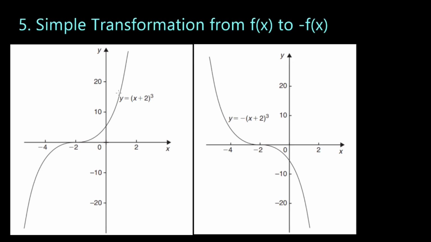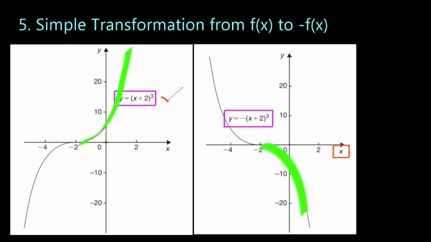Simple transformation of the curve y = (x + 2)³ to y = -(x + 2)³ is obtained by reflecting the curve of y = (x + 2)³ in the x-axis. You can see reflection of this part in the x-axis happening like this here, and reflection of this part of the curve in the x-axis is happening here.